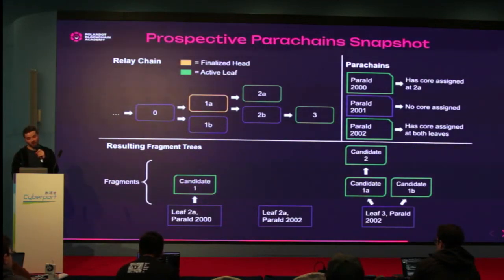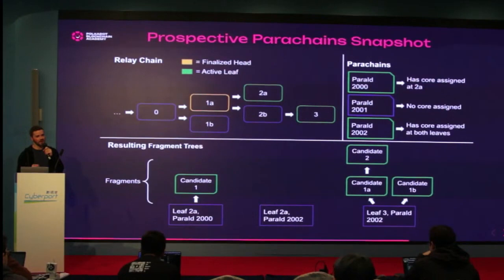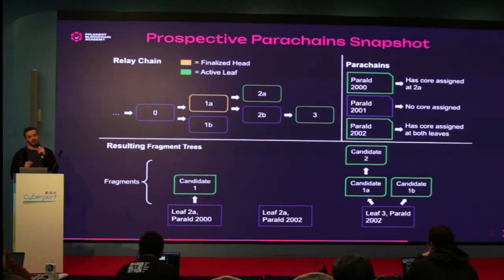So to look at our mock fragment trees here, we have for leaf 2A, parachain ID 2000 on the left. This fragment tree contains a single candidate. It would represent a single unincluded segment of length 1. So on the parachain side, this parachain doesn't seem to have any forks here, no forks that are unincluded at least. So it just has one fork with a single candidate on it.